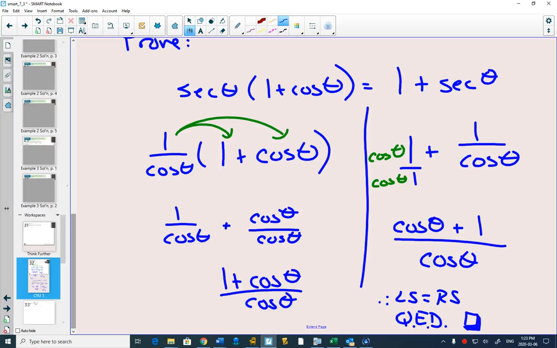How did you go from brackets to fraction? From here to here? Yeah. Okay, I distributed. What's 1 over cos times 1? 1 over cos. What's 1 over cos times cos over 1? How do I multiply fractions? 1 times cos, cos, cos times 1, cos.